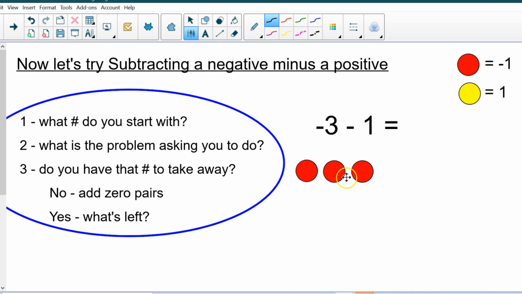Do I have 1 positive to take away? That's our next question. No, I don't. I only have negatives. So what am I going to have to do? Put on 0 pairs. Right. So let's do that. How many 0 pairs am I going to need? Just 1, because I want to take away 1 positive. Okay? So why did I put on 0 pairs? Well, because that doesn't change my initial starting number's value.